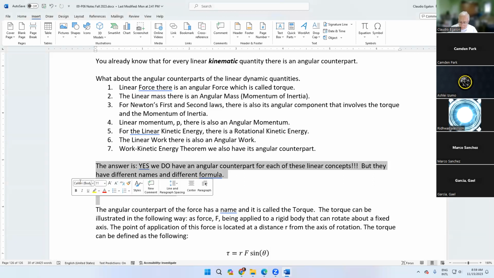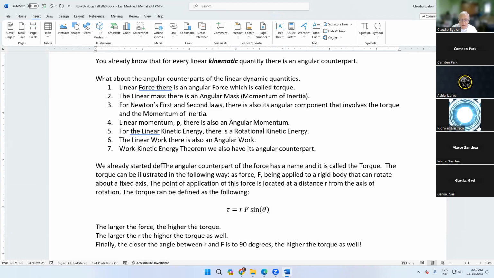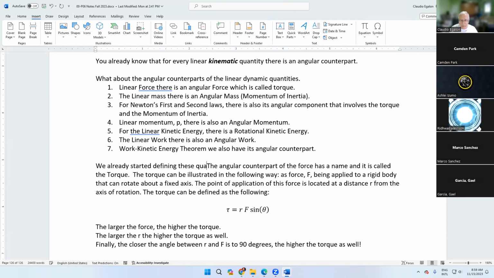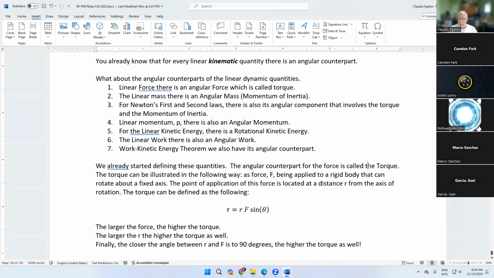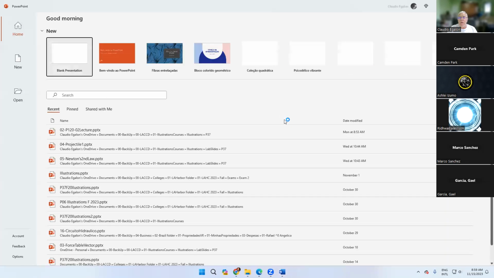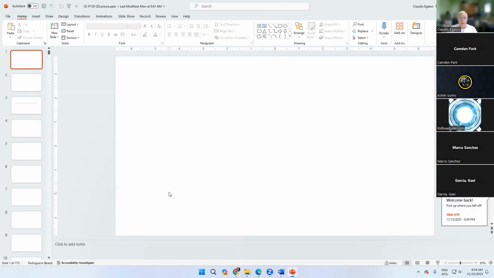So that's what we're going to be doing, and we already started defining these quantities, right? The angular counterpart for the force is the torque. It's called torque. And that's the equation for the torque, based on those definitions, on those illustrations that we saw before. Here you go. Put it here.